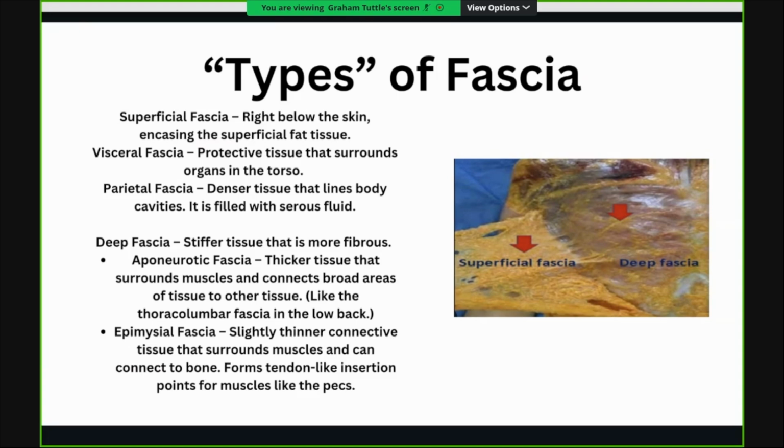So your aponeurotic fascia is thicker tissue that surrounds the muscles and connects broad areas of tissue to other tissue. The best example of this is your thoracolumbar fascia. Basically, above your pelvis on your back and below your rib cage, connecting your lats and your traps and your QL to your glutes and your piriformis and basically the bones of your pelvis. That is one big stretch of very thick fascia. You can see this on the right, there's deeper fascia, an example of the density of that.